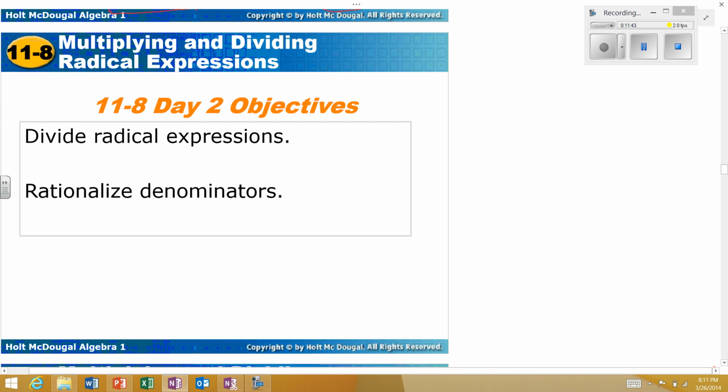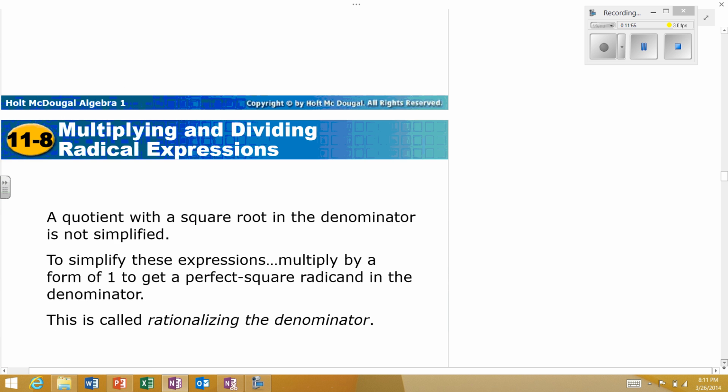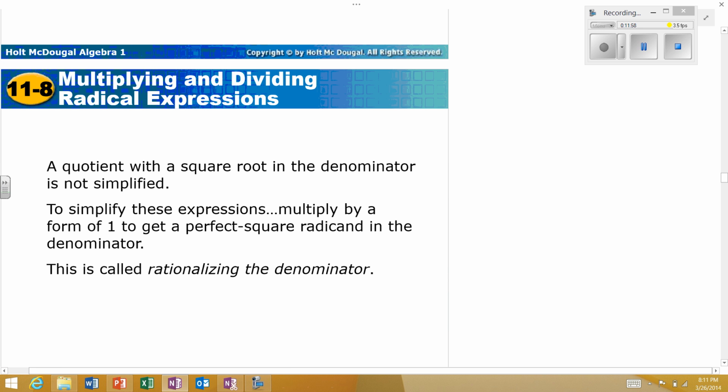So in day 1, we looked at multiplying radical expressions. Now we're going to look at dividing them. And you're going to hear this term rationalizing the denominator, because one of the rules that we said to make sure that a radical expression is simplified says that we can't have a radical in the denominator. Okay, we cannot have a radical in the denominator.